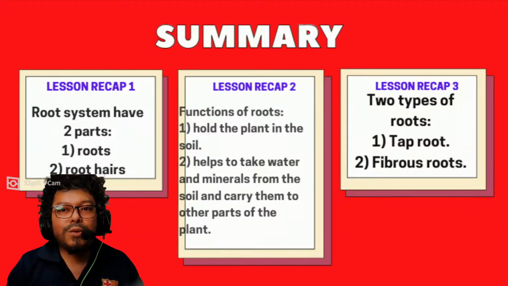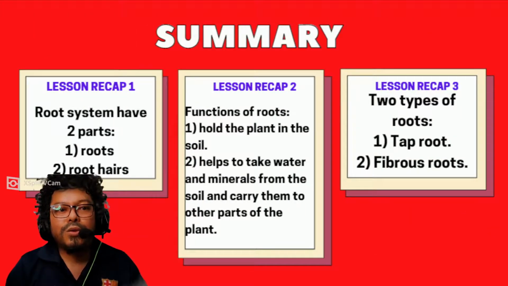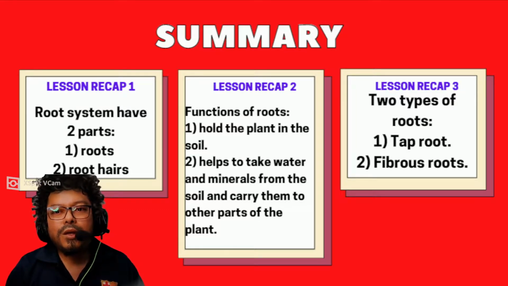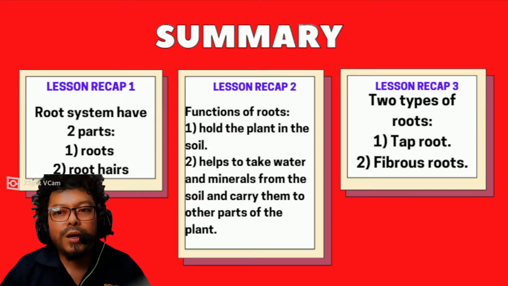Let's summarize today's lesson. One, the root system has two parts: roots and root hairs. Second, lesson recap: two functions of roots. One, to hold the plant in the soil. Second, to take water and minerals from the soil and carry them to other parts of the plant. And lesson recap three, two types of roots: tap roots and fibrous roots.